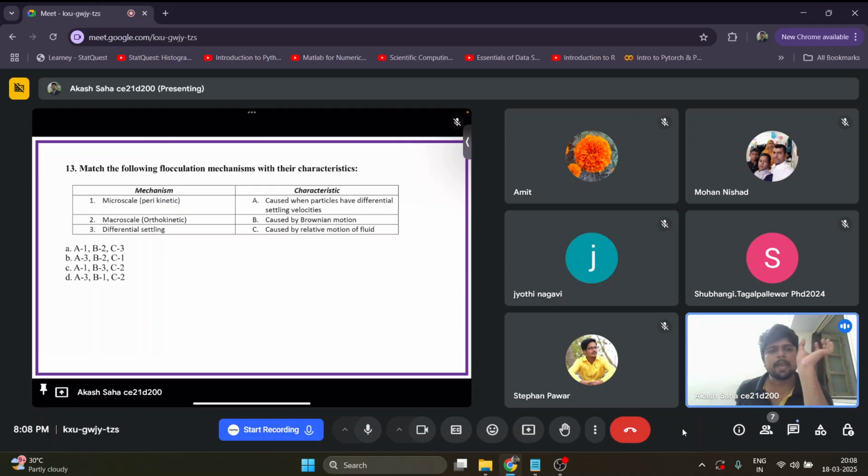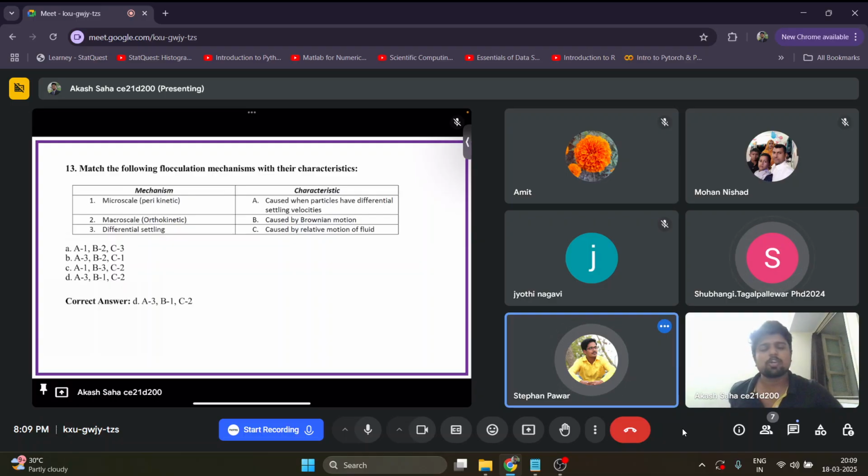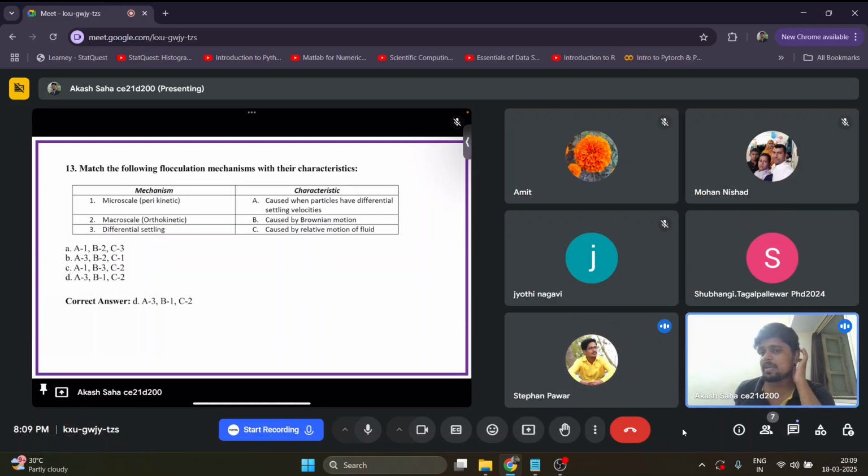So just think about micro scale. Micro scale means at what level you will control the motion. Brownian motion, right? Yes, sir, Brownian motion. So perikinetic will be for Brownian motions. Orthokinetic will be for relative differentials.